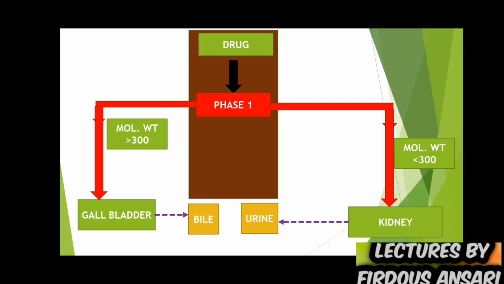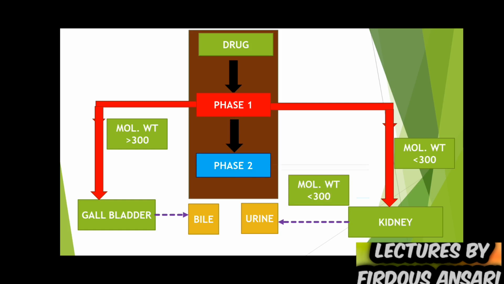But after completion of phase 1 reaction, if the drug has still not been removed from the body, if it is still present inside the body, then that phase 1 metabolite will now enter into phase 2 reaction. After completion of phase 2 reaction, if the molecular weight is less than 300, then it will move to the kidney and finally be eliminated out via urine. Or if the molecular weight is more than 300, then it will move to the gallbladder and then be eliminated out via bile.